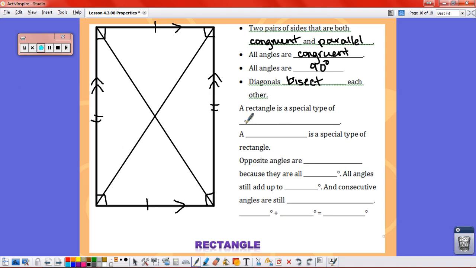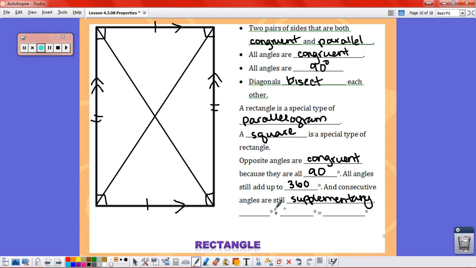A rectangle is a special type of parallelogram, and a square is a special type of rectangle. Opposite angles are still congruent because they are all 90 degrees. All angles still add up to 360 degrees, and consecutive angles are still supplementary, meaning they add up to 180 degrees because 90 plus 90 equals 180.